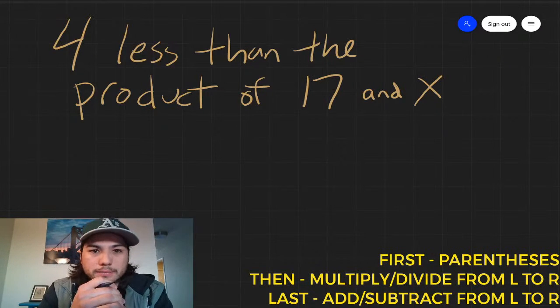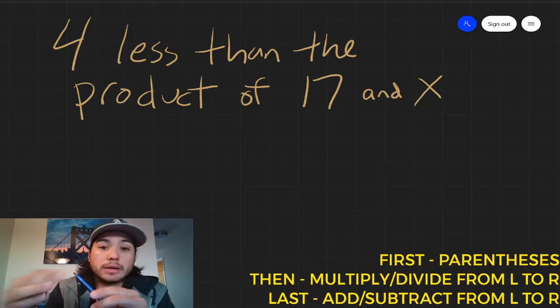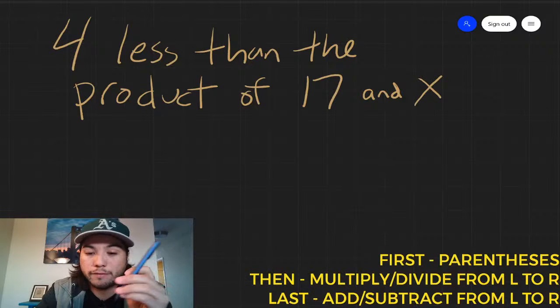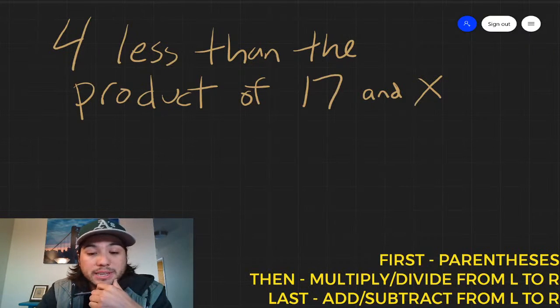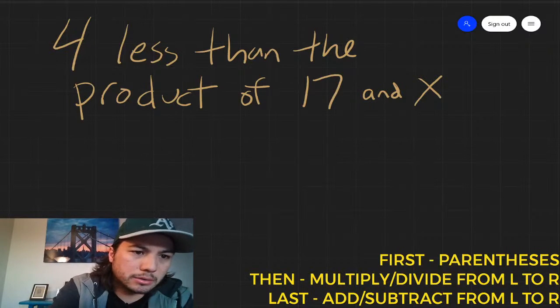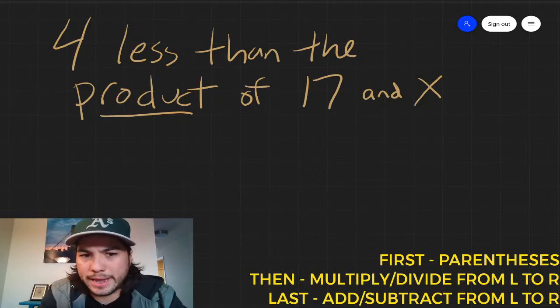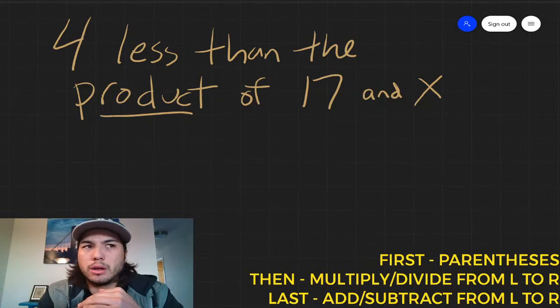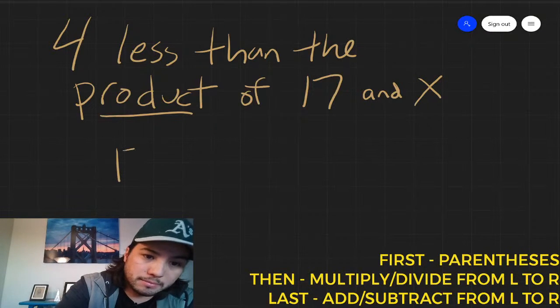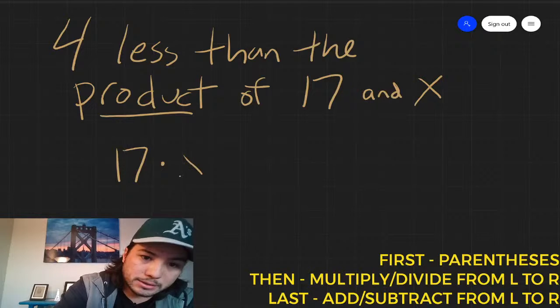So our computational sentence says, 4 less than the product of 17 and x. Okay, 4 less than the product of 17 and x. So I'll do this one to start, and then we'll try one on our own. If we think about the product of 17 and x, what operation are we going to use if we need to find a product? We're going to use multiplication. So we're going to write 17 times x, okay?